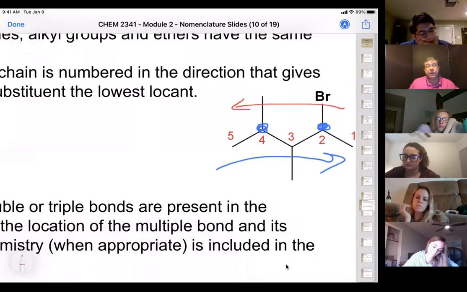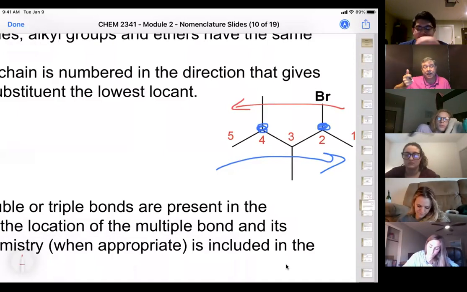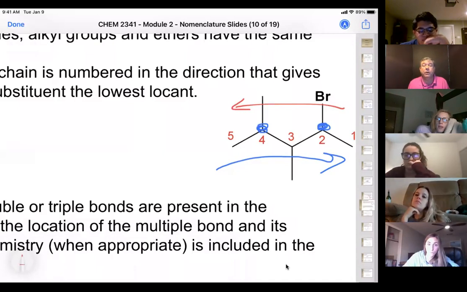Why do we label it from the right to left? Because bromine is lower alphabetical order than methyl. So bromine determines which direction we number it. So in this case, we would have 2-bromo, 3,4-dimethyl pentane.